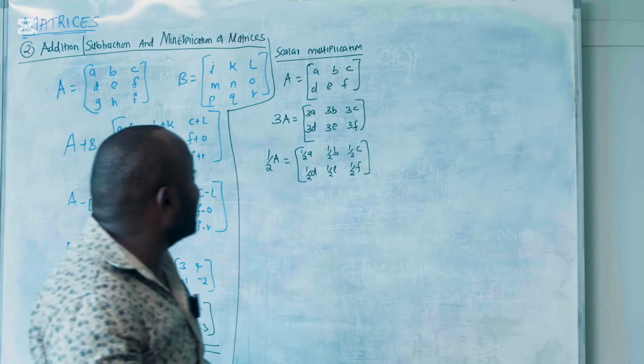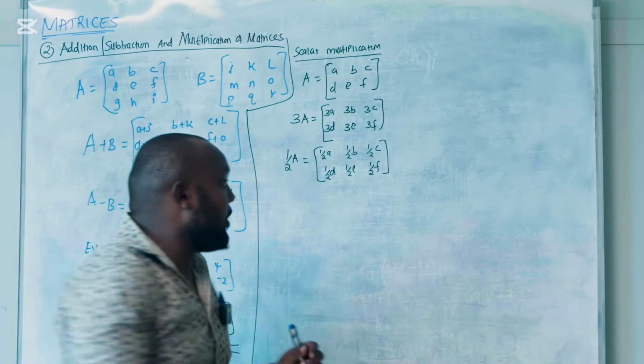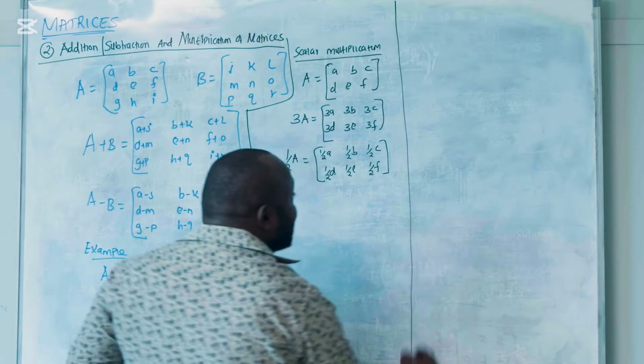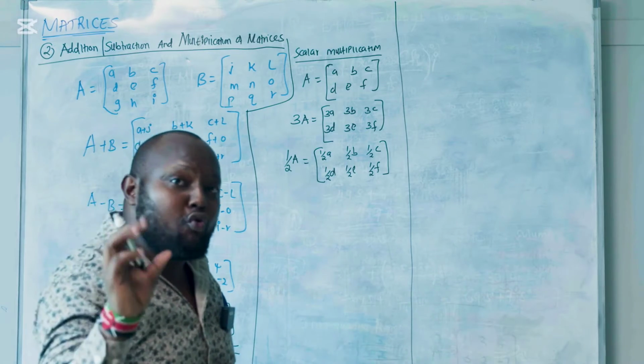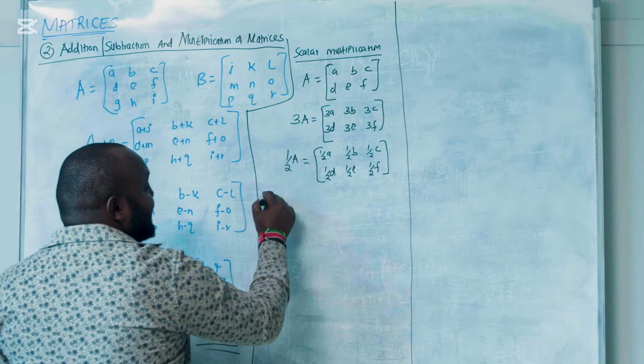That's how we multiply by a scalar. We call it scalar multiplication. But now, where we always find a lot of problems, and where we are going to put much emphasis, is a situation where you are multiplying two matrices. So, multiplication of two matrices.